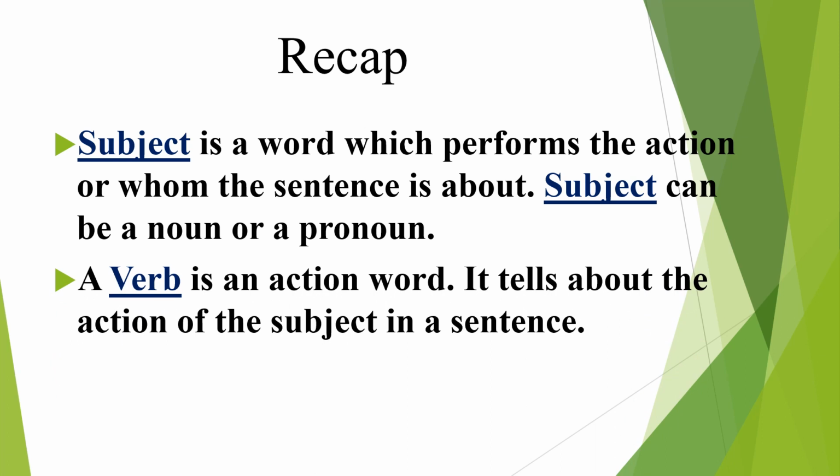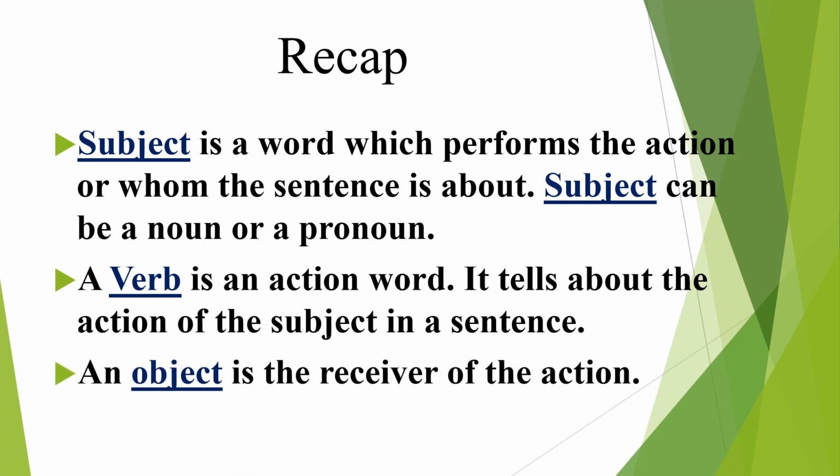Verb. A verb is an action word. It tells about the action of the subject in a sentence. Object. An object is the receiver of the action or it answers what.